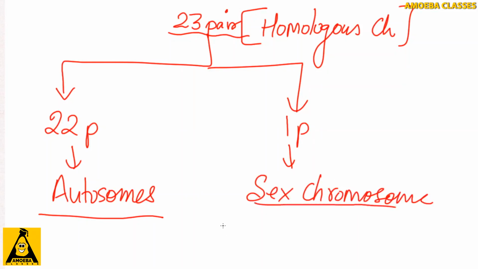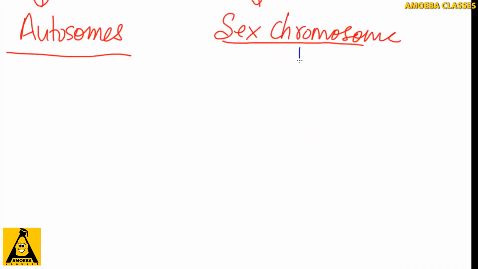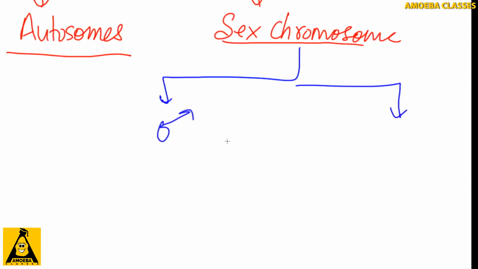In the sex chromosomes, we have 2 genders, right? One is male, another one is female. If you don't know the sign convention for male and female, this stands for male: you draw a circle and an arrow like this. For the female, you draw a circle and a plus sign like this. So this is the male and another one is female.